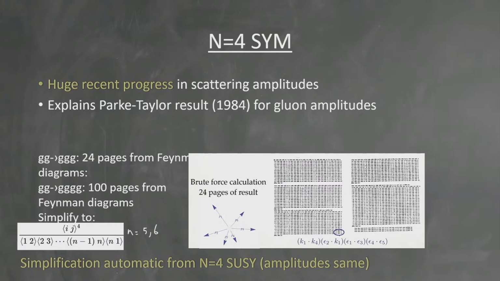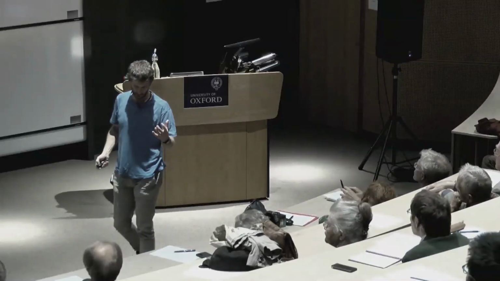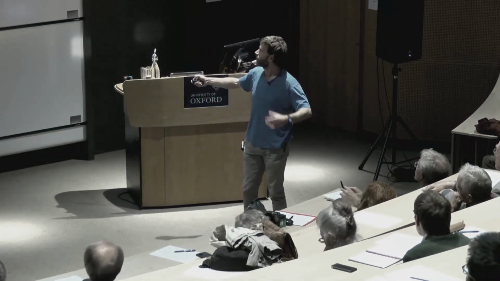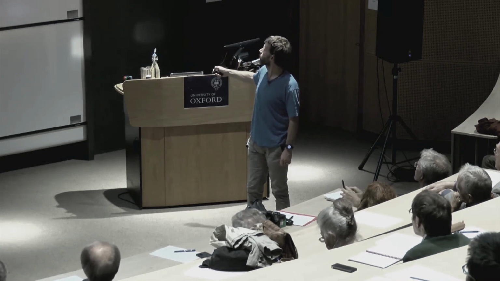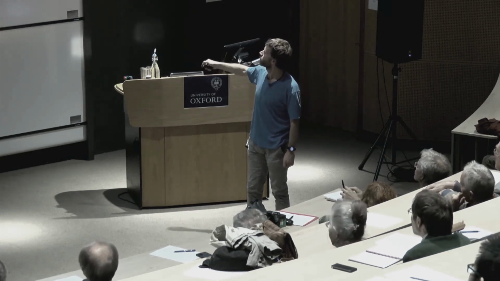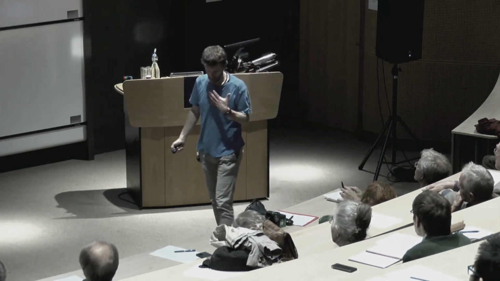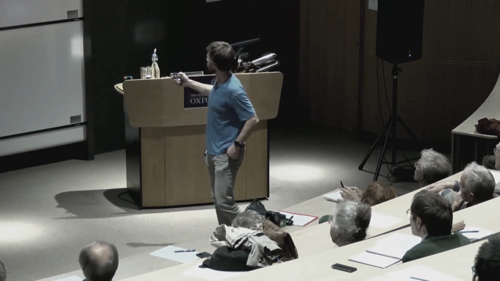Now, as I mentioned, some amplitudes in N equals 4 Super-Yang-Mills are the same as QCD amplitudes. This is a QCD calculation. So using that fact, N equals 4 supersymmetry gives you this automatically. It's the only thing that you can write down for this particular amplitude.